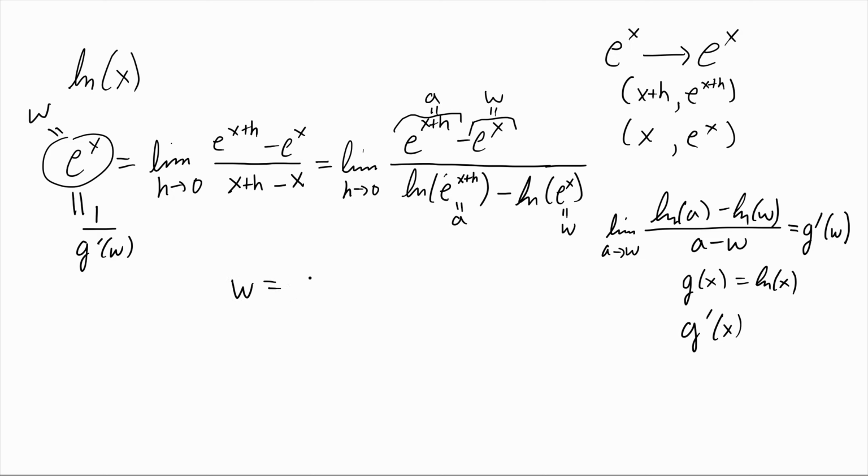So w is equal to 1 over g prime of w. This is pretty good. Just take reciprocals of both sides. We got g prime of w is equal to 1 over w. There's our formula. You could stick x in for w or whatever, but that's the derivative of natural log. Derivative of natural log of x is 1 over x.